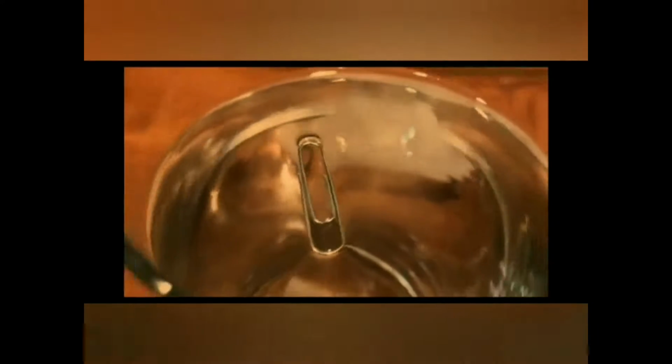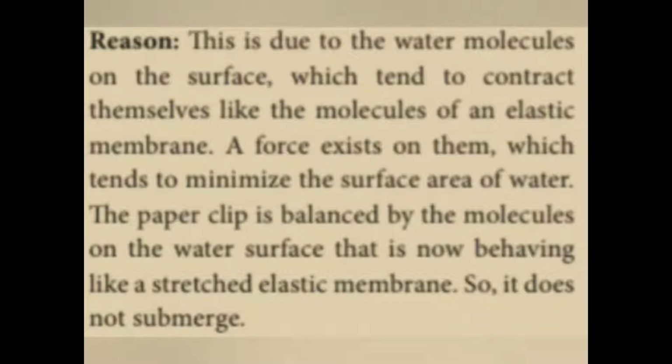Do you know the reason why? Because the water molecules on the surface contract themselves like an elastic membrane. So the force that exists between them will be minimizing the surface area of the water, and that's why the paper clip is balanced. அது ரொம்ப சர்ஃபேஸ் ஏரியா சின்னதானதுனால என்ன ஆகும், அந்த பேப்பர் கிளிப் அங்கே பேலன்ஸ் ஆகும். Because the water surface இருக்கு இல்லையா, it will behave like an elastic membrane. So அதனால் அந்த பேப்பர் கிளிப் நமக்கு சிங்க் ஆகாமல் ஃப்ளோட் ஆகும்.